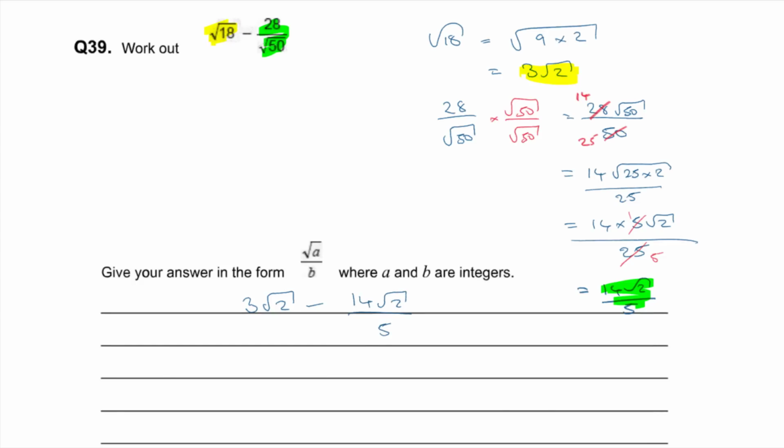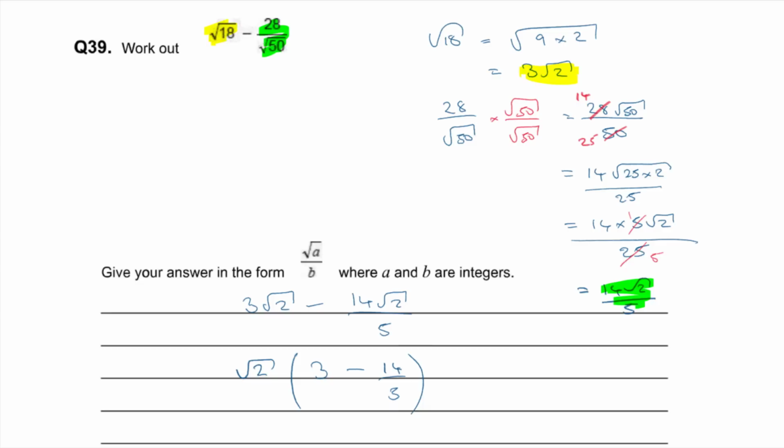Okay, so I could factorize out the root and then just deal with the fractional part and then put it back, or I could just work on the two fractions and work out what that is and write it at the front. What should we do? Let's do it properly. Let's factorize out the root 2 and think about what is 3 minus 14 over 5. Let's just do that bit.